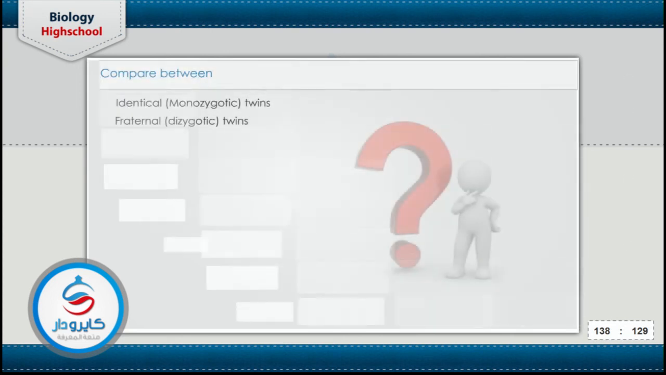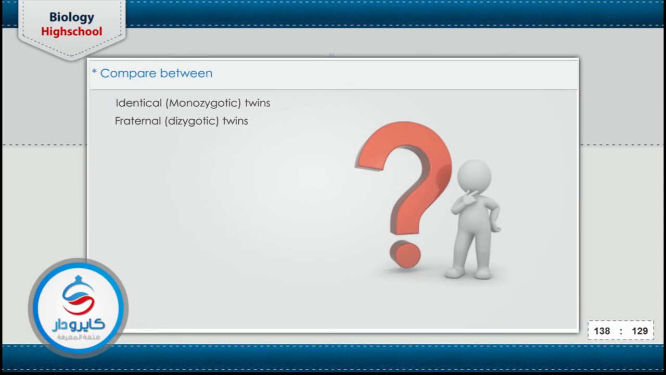The next question: compare between identical or monozygotic and fraternal or dizygotic twins. من حيث المبدأ برضو لما اجي اقول monozygotic او identical twins يبقى لازم يبقى produced from one ovum with one sperm، لكن الفراترنال لازم two ova with two sperms.